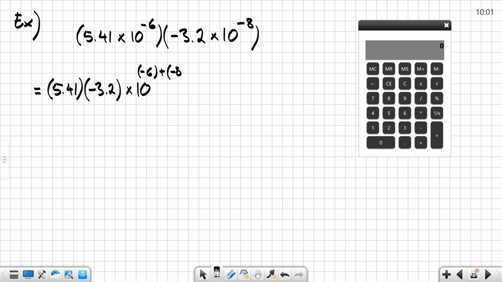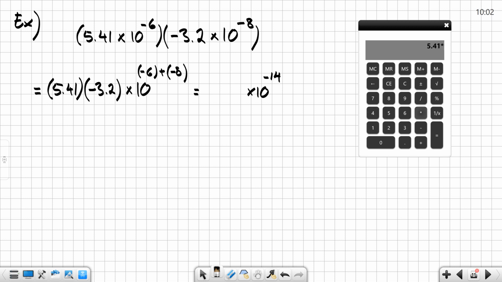And then I'm going to have times 10 raised to the, well, I have a negative 6 plus a negative 8. And you see, I mentioned earlier that it is helpful to put the exponents in parentheses. I was supposed to add these two exponents, and that means back here I'm going to get negative 6 plus negative 8. That will be a negative 14. And now I just have to use my calculator right here. Let's have a look.